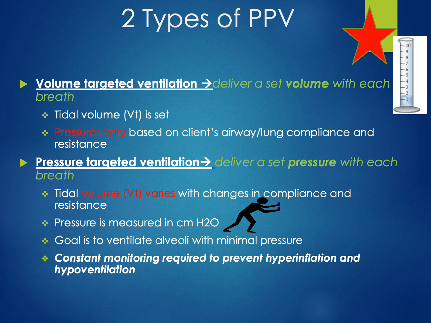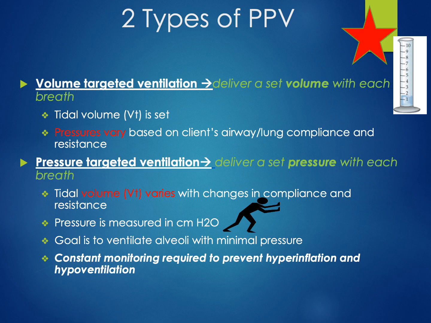With volume settings, the amount of pressure is going to vary to deliver that volume depending on your patient and their lungs. So for instance, if their lungs are full of fluid or maybe they have a lot of fibrotic tissue, the ventilator is going to have to push a lot harder to get that same volume into their lungs versus somebody who has great compliant lungs.